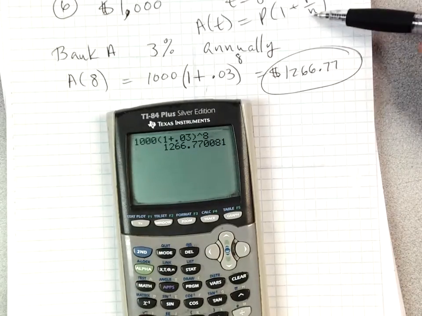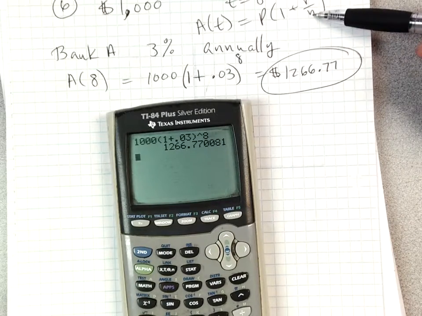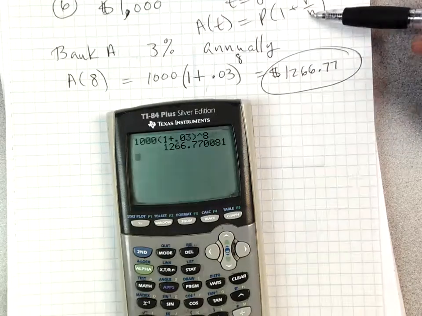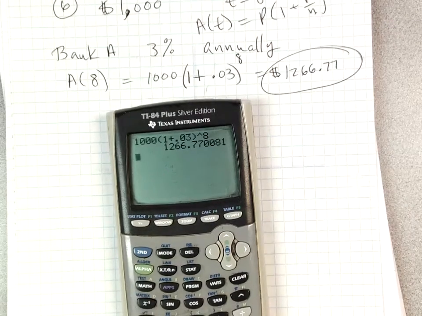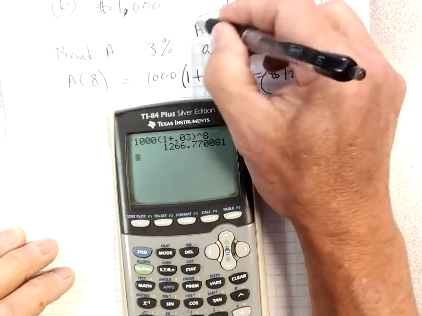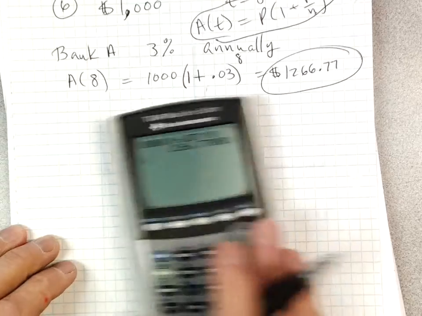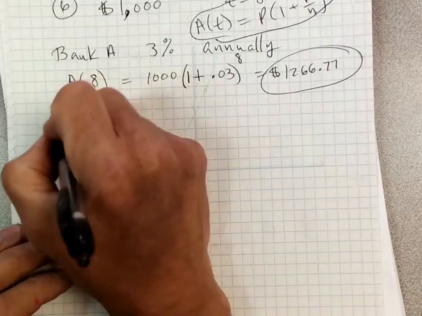Finn, you might have been absent, right? So the n is the number of times you compound it per year, and if it's annually, that n is 1. Okay, great question. I think you missed that day. So this is the formula I'm going to use next for Bank B, okay? So let's check out Bank B.